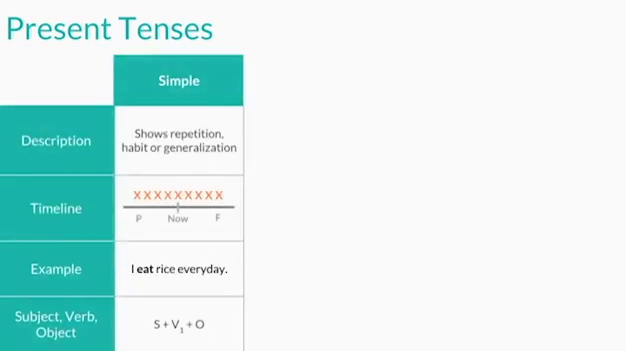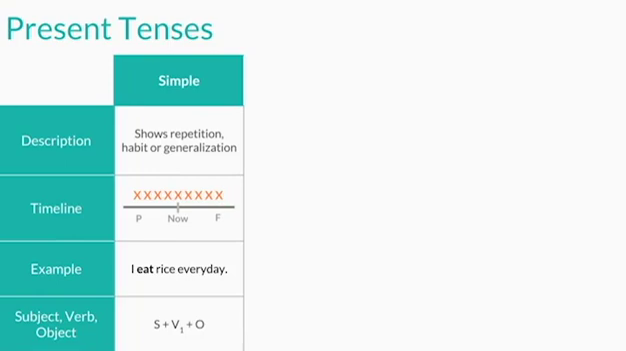So first, we have our present simple tense. We usually use present simple tense to show repetition, habit, or generalization. So here we have our timeline. Here's the past. Here's the present, right now. And here's the future. If you were to look at the simple present tense visually, what you would find is that the action happens again and again at every point throughout the timeline.